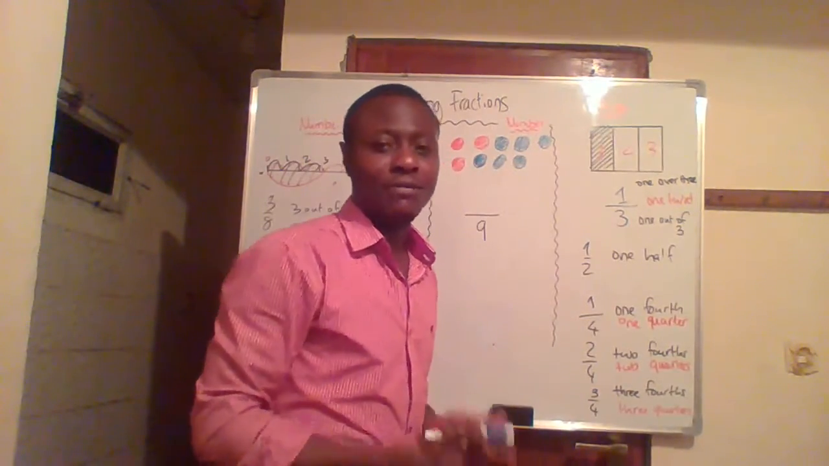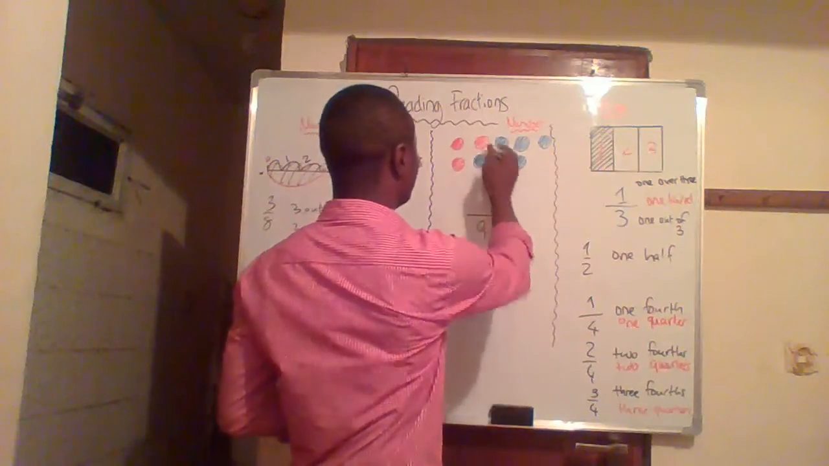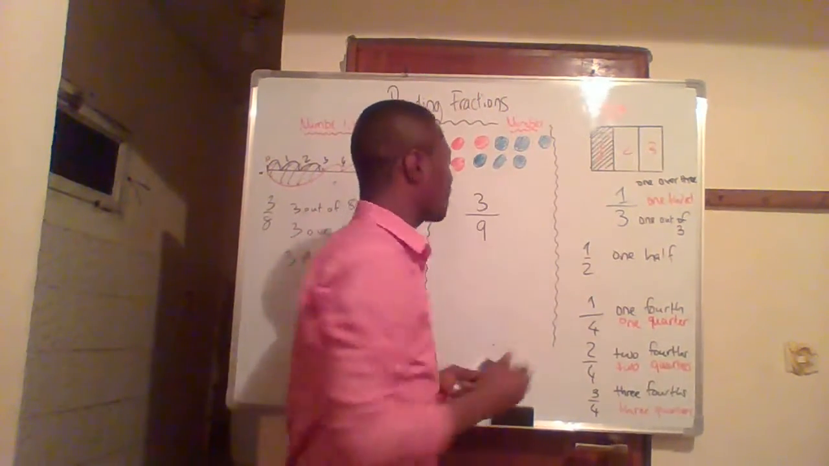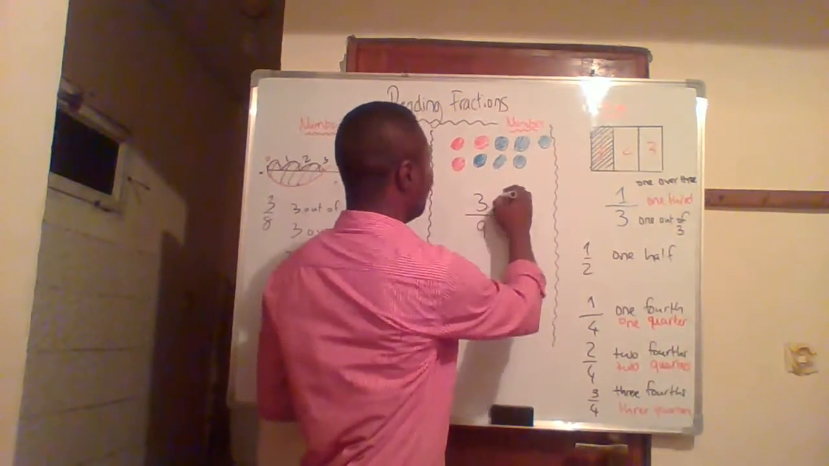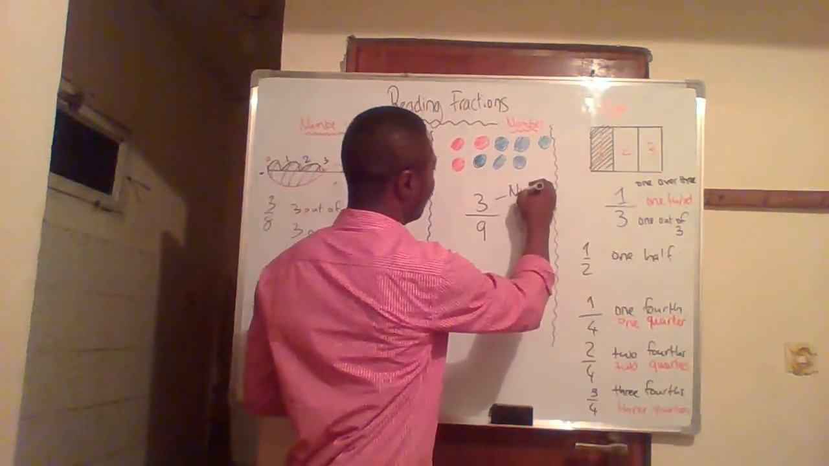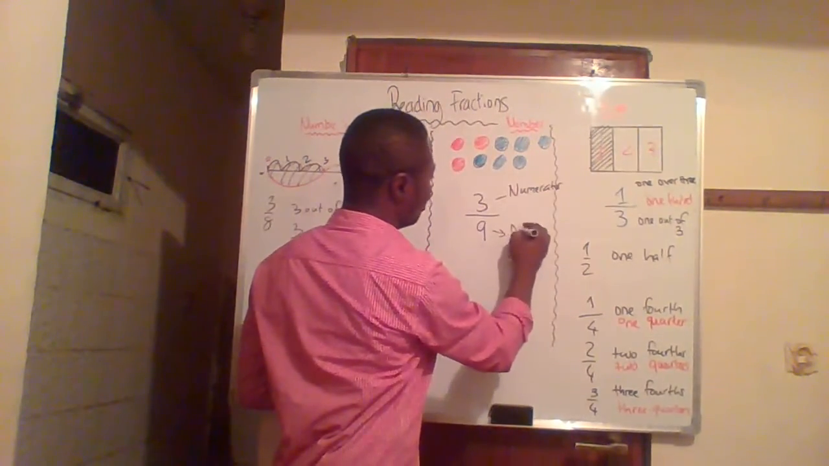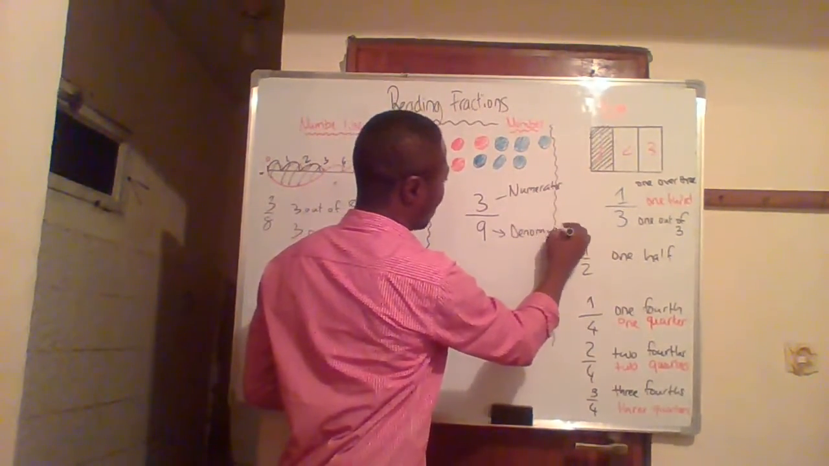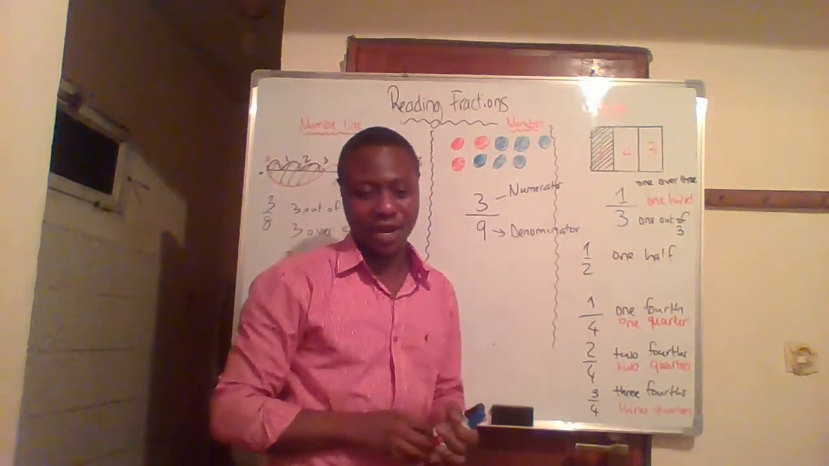Now, what fraction is the red marbles? I will count 1, 2, 3. So I'm going to write 3 there. Good. I have 3 at the top and 9 at the bottom. So 3 is the numerator, and 9 is the denominator. How do I name this fraction?